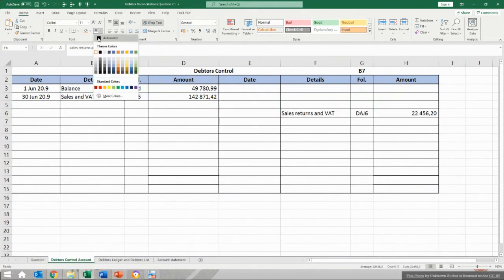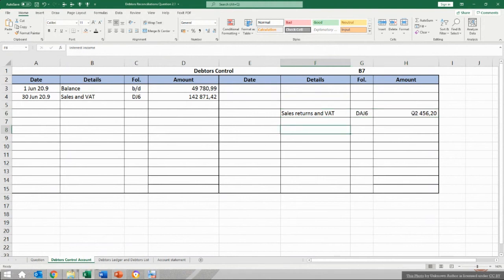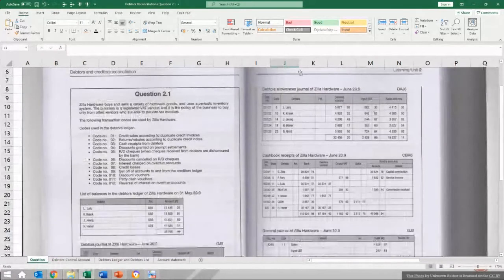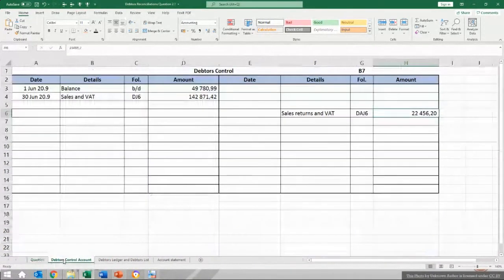Okay, so on the 30th, we then do the sales return and VAT, and that's that 22,000, which agrees to our debtors allowance journal. Then cash book receipts, that's any payments we receive from our debtors, we will then account for as well. Now you'll see there's a bank column, so that is the total cash we receive, but it is not only just for debtors. So when we look at cash book receipts, we only look for the debtors control account. That is the amount that you would include in here.